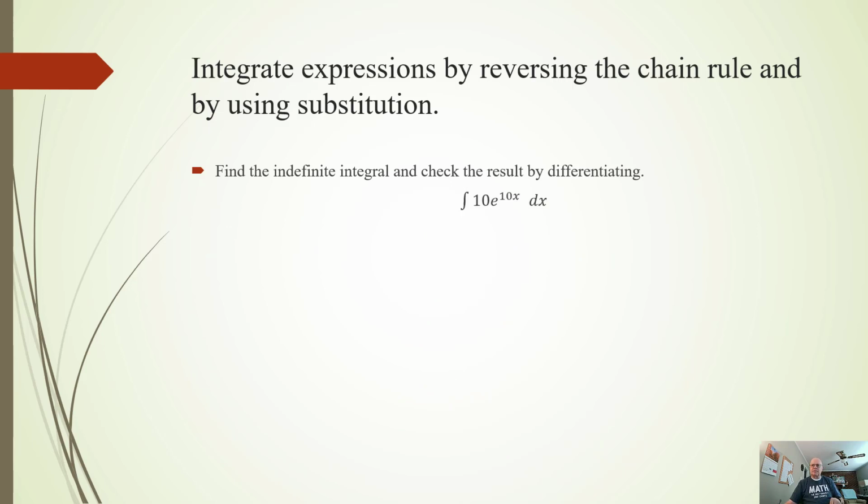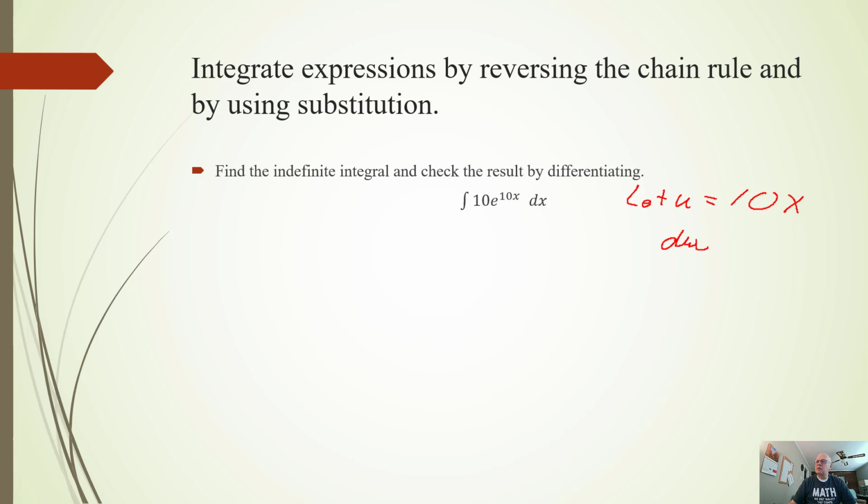Next one. Let's move on to this indefinite integral. And you'll do the checking by differentiating. So how are we going to start? What do you think u is going to be? Well, if you guessed 10x, you'd be correct. And if you guessed we were going to turn this into a differential equation, you'd be right.